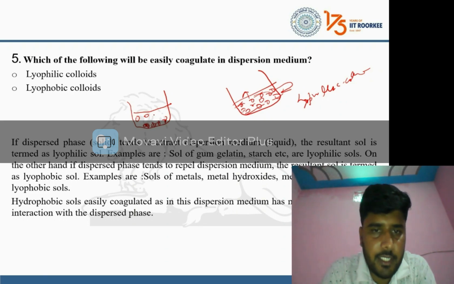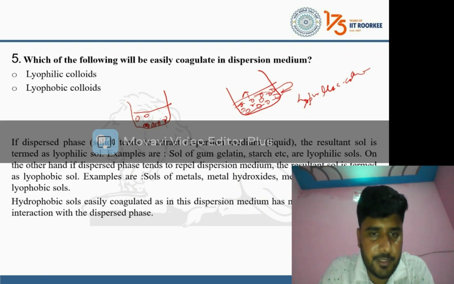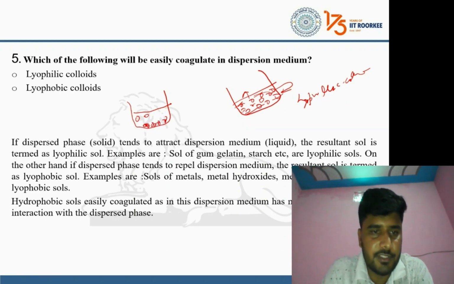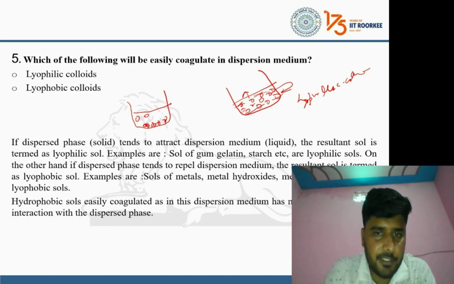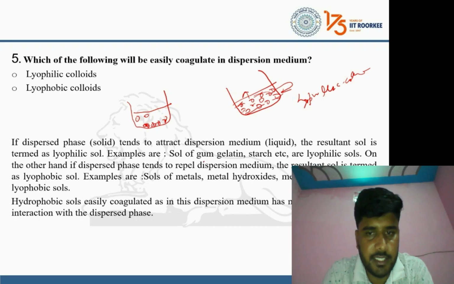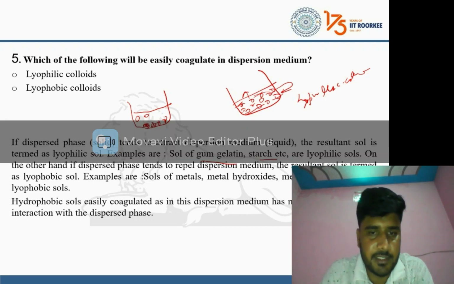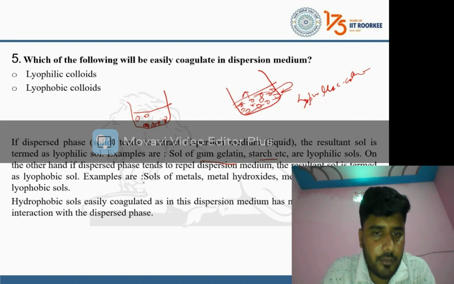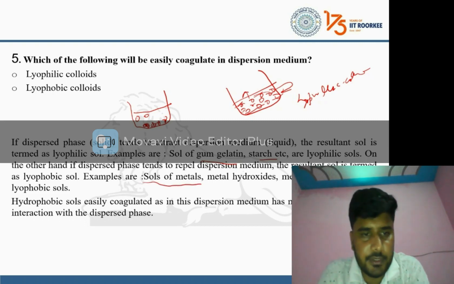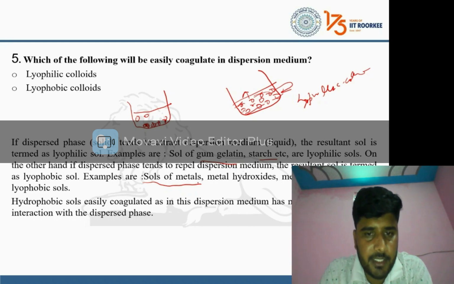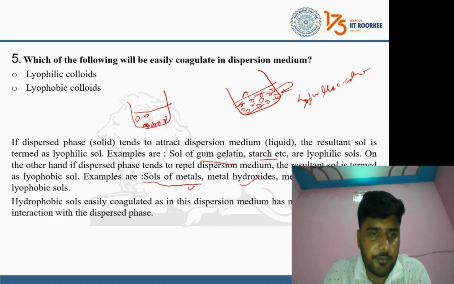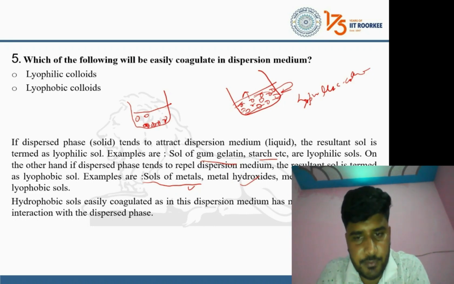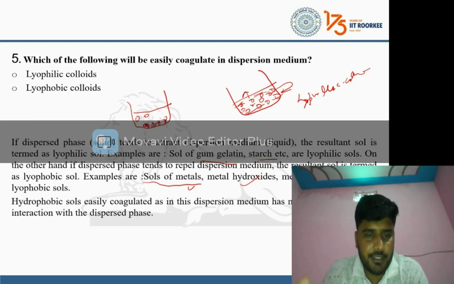So if the colloid particles have no affinity with the dispersion medium, they tend to repel the dispersion medium, so the resultant sol is termed lyophobic sol. Examples of lyophilic sols are gelatin and starch, and you can study more examples about it. Similarly, examples of lyophobic sols are the sols of metals, metal hydroxides, and metal sulfides. Lyophobic sols can easily be coagulated in the dispersion medium because they have no affinity or interaction with the dispersed phase.